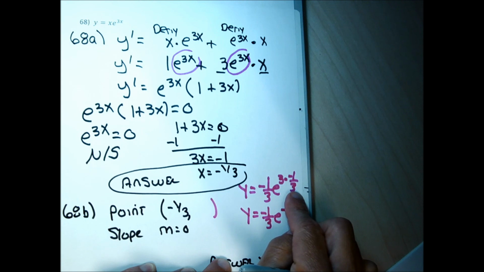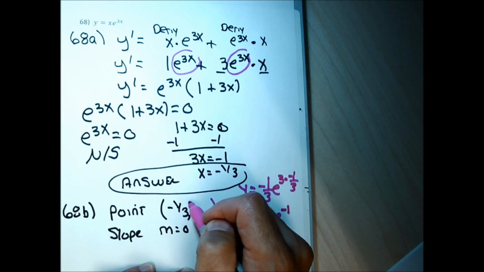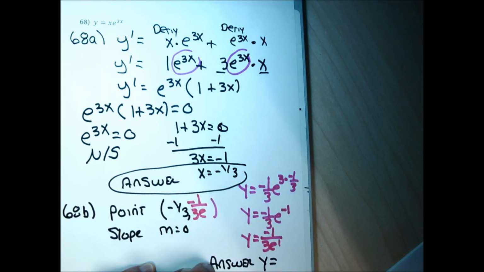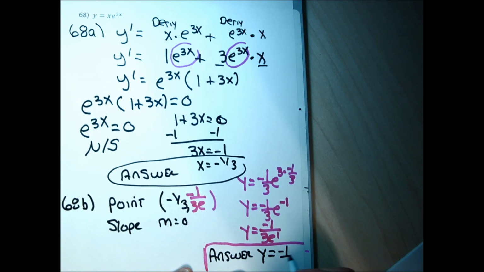3 and 1/3 are reciprocals, so they would multiply to 1. But since I have a positive times a negative, they multiply to negative 1. I'm going to move the e down to the denominator. I'll get negative 1 over 3e to the first. So the y coordinate of the point is negative 1 over 3e. I don't need to write the 1. And that's going to go in my answer. So my answer to part 68b, without doing the y minus y1 part, equals negative 1 over 3e.